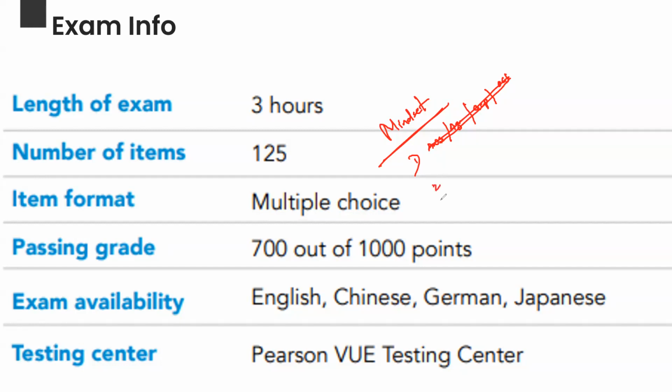The second most important thing is that, team, when you go for this examination, you have to have proper patience for reading the question. The most important thing you should have in this examination is time management. What is that actually? You have 180 minutes and you have to finish 125 questions, right?